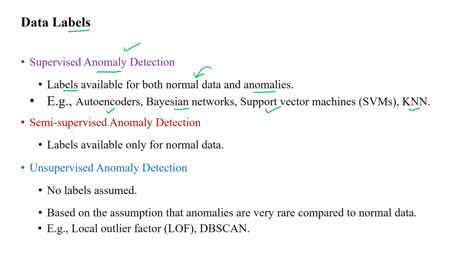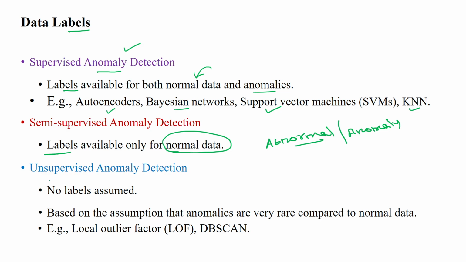And in semi-supervised anomaly detection, a few data will be available with the labels. That few data will be the normal data. Normal data will be available with labels. Abnormal data, that is the anomalies, will not have the labels in the semi-supervised learning data set.